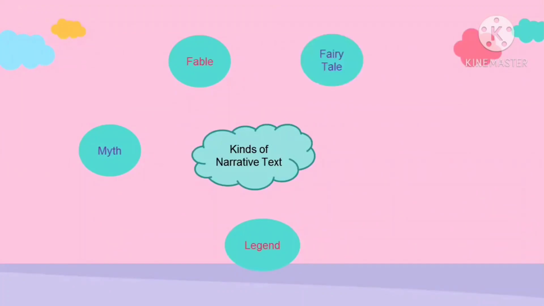And the next is fairy tale. What is fairy tale? It is a story which relates much with magic things. And the last is science fiction. What is science fiction? It is a story which explores the science and the background of part of the whole story.